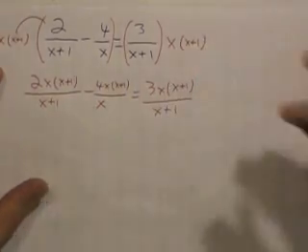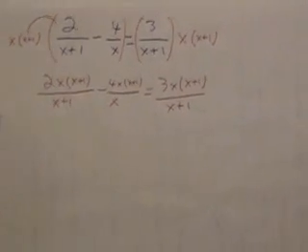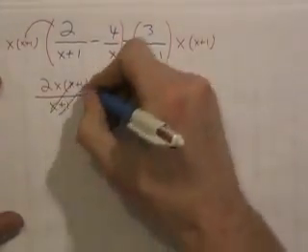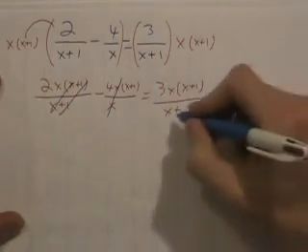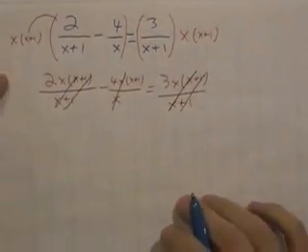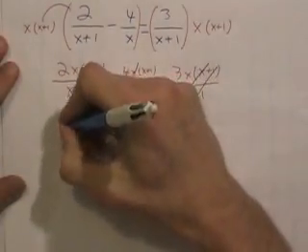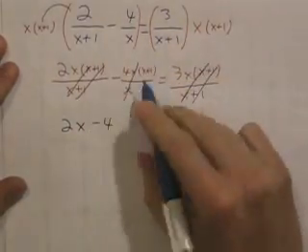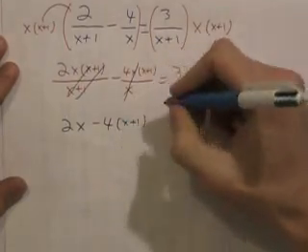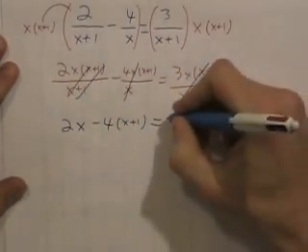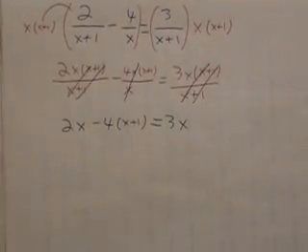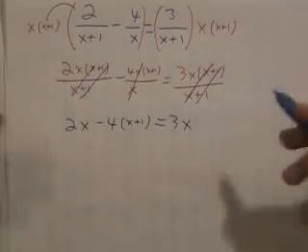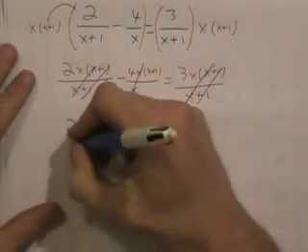The reason why I did that was so now we'll get something that is going to cancel in each one of these terms. The x plus 1s will cancel here, the x's will cancel in this one, and the x plus 1s will cancel out of that one. So what's left? All that's left is we got 2x minus 4 times the quantity x plus 1 equals, and on this side you're just left with 3x. And so it ends up being just like the other one. Multiply everything out and collect like terms, and things should just kind of come together.